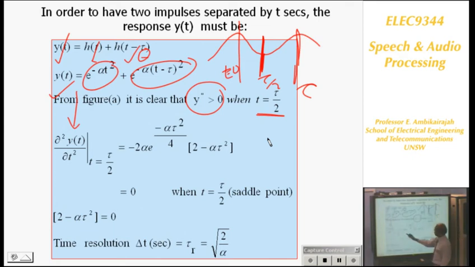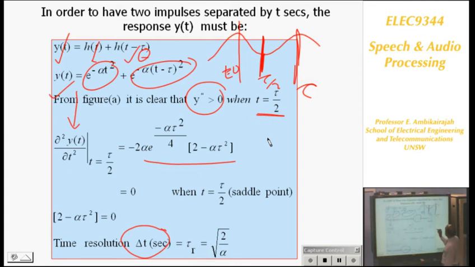So at tau over 2, we substitute the second derivative, this is what you get. Now you can find out, this should be equal to 0 if you want to find out the minimum point, so saddle point, and you'll find when you make that 0 at that point, you get alpha equal to TR. That means the time resolution is given by 2 over root alpha.